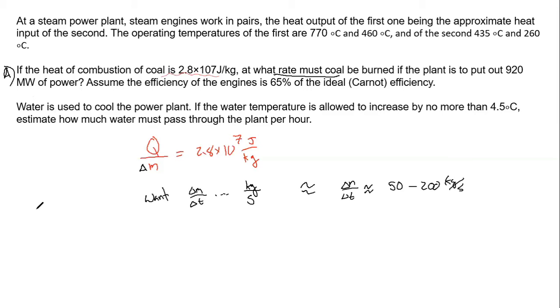Part B, we're going to cool the plant with water. And what I want is the water to increase no more than 4.5 degrees Celsius. So this is another rate problem. You also want delta M over delta T. And now they're telling you per hour. So you got to be careful about those units.